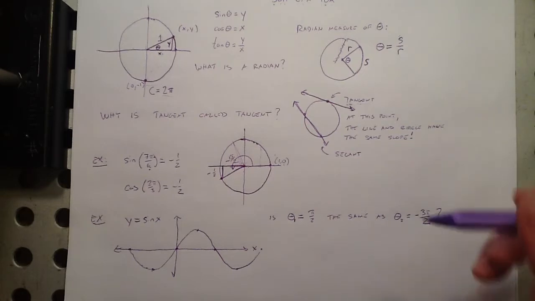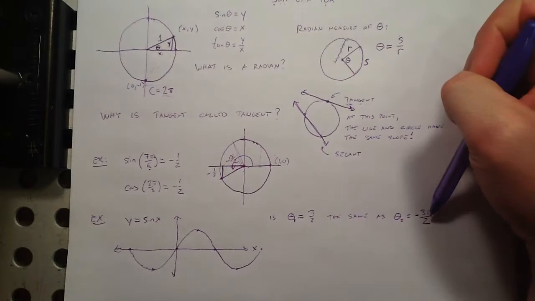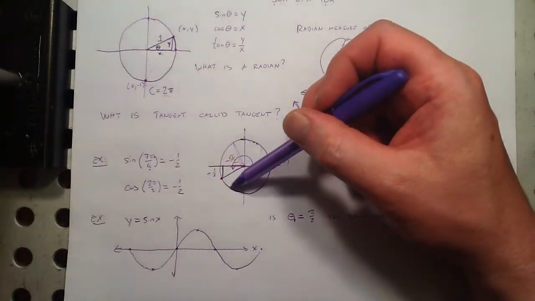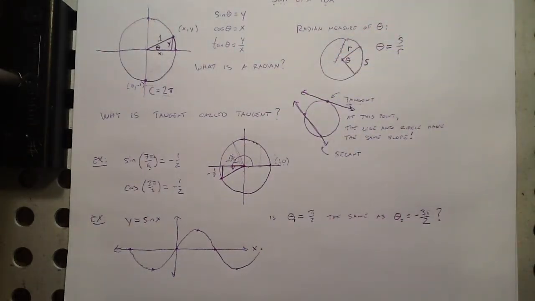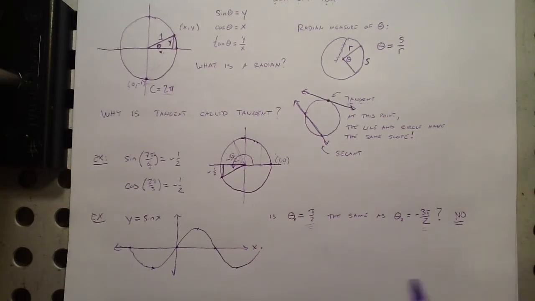So let's first locate where they are. Pi over 2, that's here, right? And negative 3 pi over 2, that's starting from here going backwards 3 pi over 2 to here. So they're the same location, but clearly they are not the same number, right? So the answer to this question is no. Pi over 2 and negative 3 pi over 2, type them into your calculator if you want. They're not the same number. So this angle is not the same as this angle.